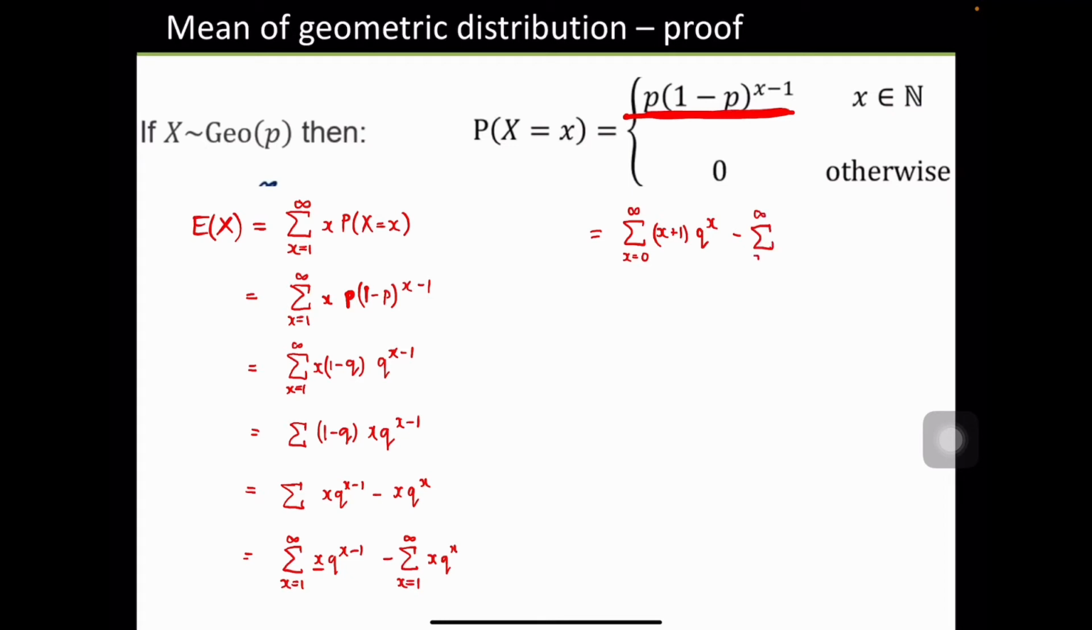And for the second summation, we need to look at it carefully. We start off at x, q to the x, and I'm actually going to keep that the same. The reason why I'm going to keep that the same is because the first term in this summation will just be 0, because if you sub in x equals 0 into here, you get 0 multiplied by q to the 0. And so actually, we don't need to change anything there.